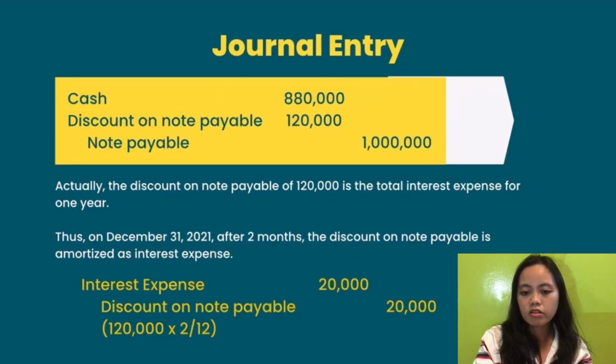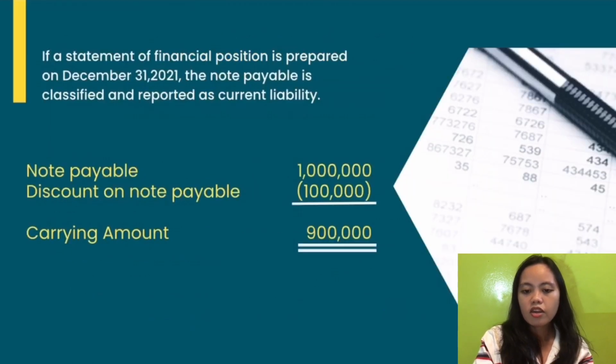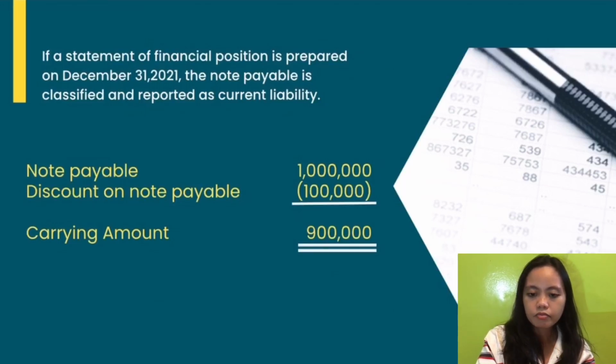Besides, the note payable has only a term of 1 year. If a statement of financial position is prepared on December 31, 2020, the note payable is classified and reported as a current liability.